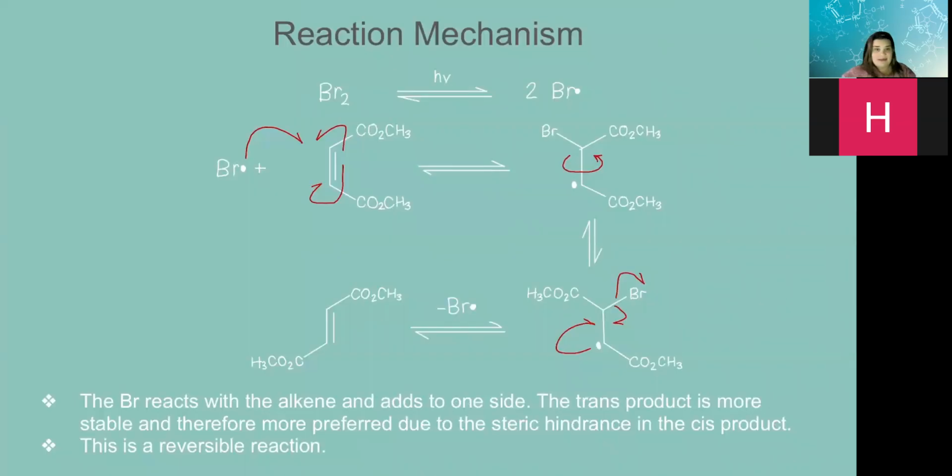If you're interested in the mechanism, here it is. So this is just the radical reaction. Here is just a rotation step. And when you're looking at these different kinds, this reaction is completely reversible. But the idea is that the trans double bond is much more stable than the cis double bond. And that is because there's less steric hindrance here.